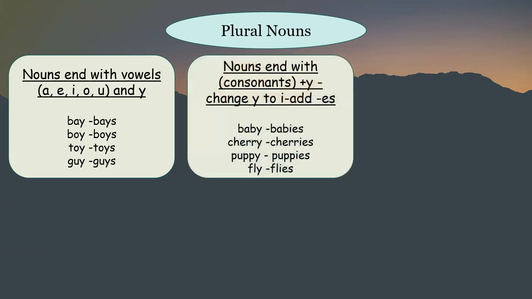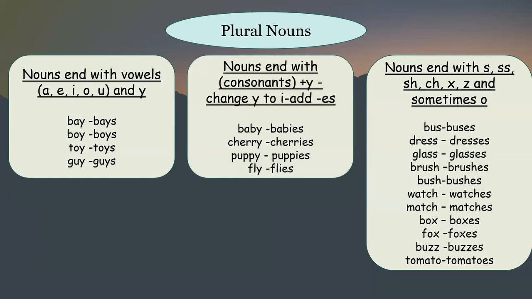Next one, nouns ending with Y, consonant plus Y. If you see a consonant before Y, you change Y to I and add ES. B-A-B-Y, baby. Look before Y. Can you see a consonant or a vowel? Consonant, yes, B. So B-A-B-I, babies. Next one, cherry, cherries, puppies, flies. And next group.